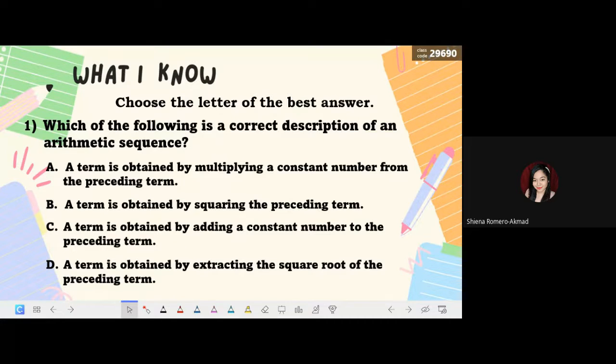So for number 1, which of the following is the correct description of an arithmetic sequence? Is it A, a term is obtained by multiplying a constant number? Is it B, a term is obtained by squaring the preceding term? C, by adding, and D, by extracting.